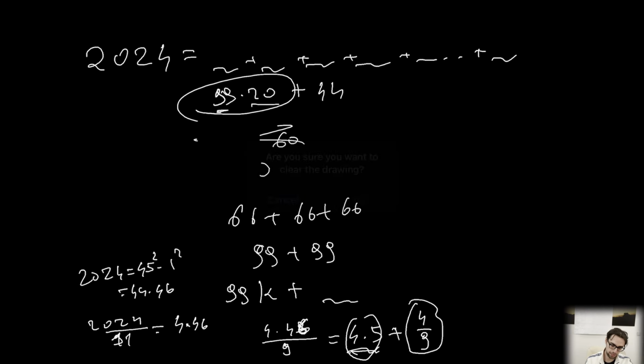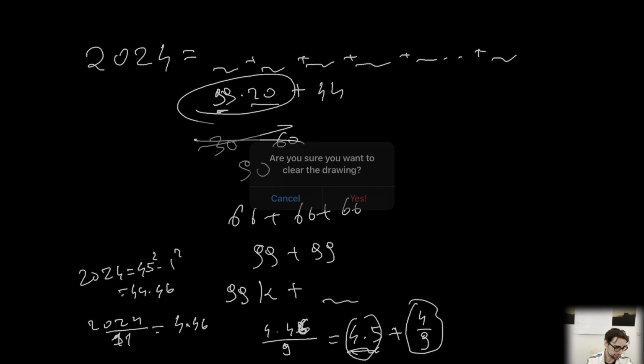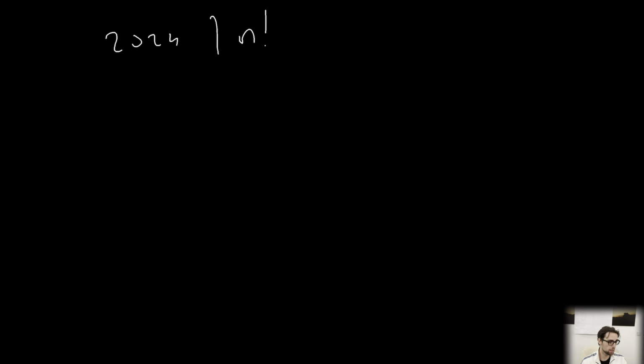What is the least value of n such that n factorial is a multiple of 2024? Okay, so in these types of questions, it's important to note what the problem is really asking you. What does this mean, n factorial? Something divides n factorial. What does that mean? Well, that means that all the prime factors of the number on this side are going to show up in n factorial a sufficient number of times.